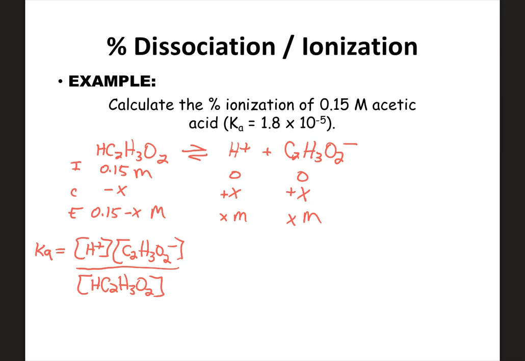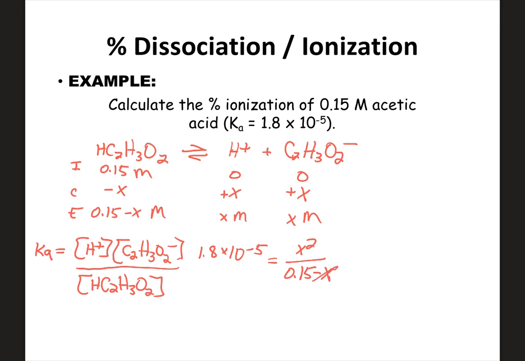So now that we have our Ka expression here, our equilibrium constant expression, we can plug in. We know Ka is 1.8 times 10 to the minus fifth, and that's going to be equal to x squared all over 0.15 minus x here. We can do the x approximation because this is a weak acid.